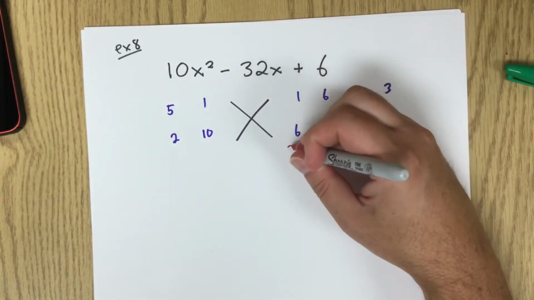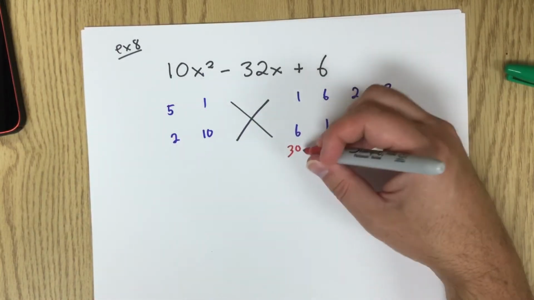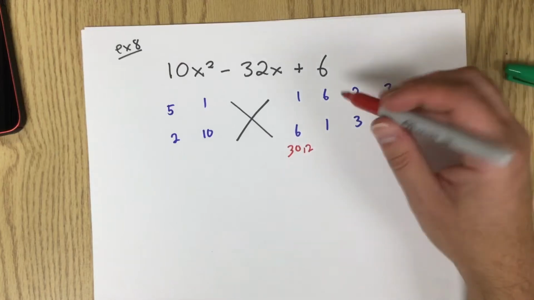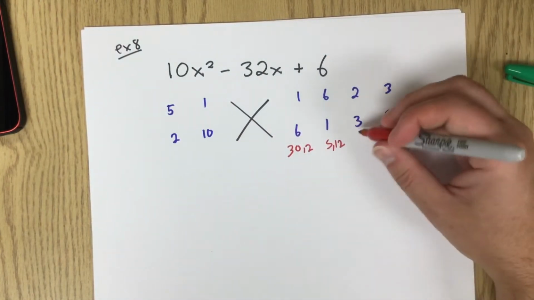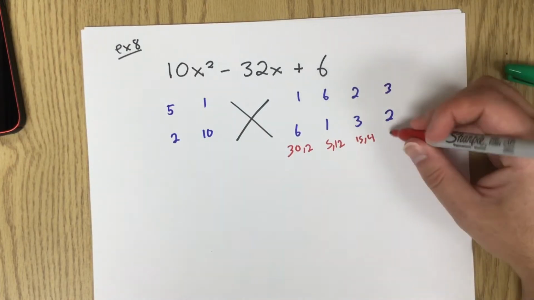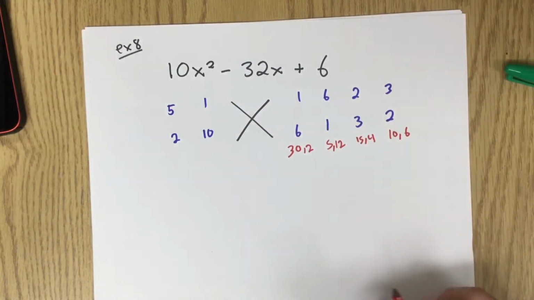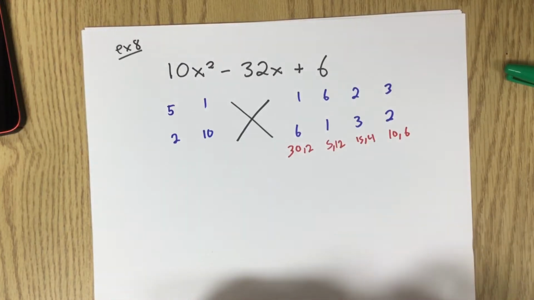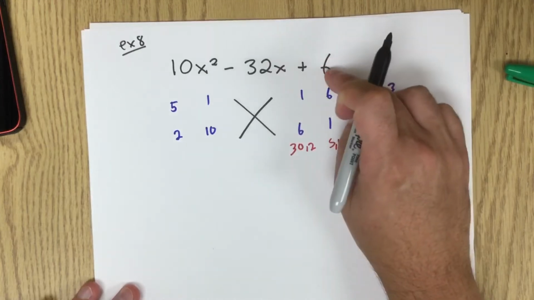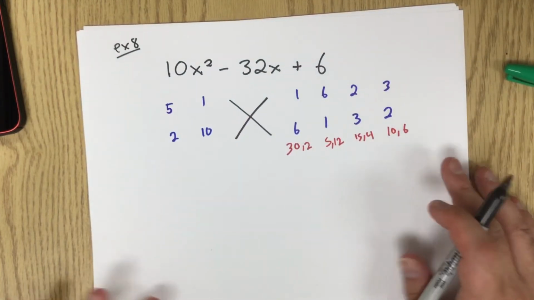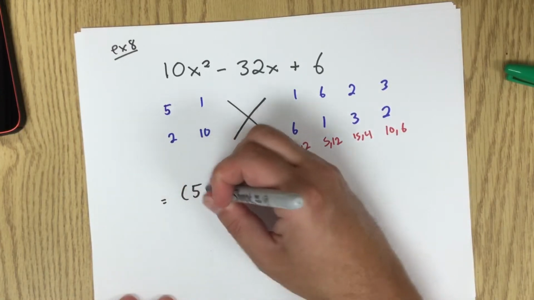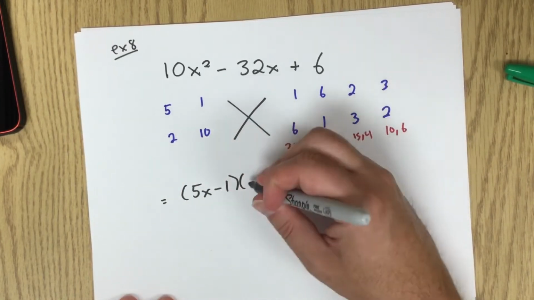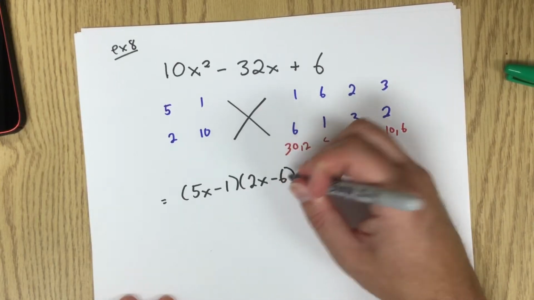So 5 times 6 is 30. 2 times 1 is 2. That's actually a winner already, right? Just in case you did the other ones, I'll just quickly go through the numbers. 15 and 4, 10 and 6. And so we can tell right away, and so we're essentially done, right? So it has to multiply to a positive, add up to a negative. So they're both going to be negative. So it's going to be 5x minus 1 times 2x minus 6.